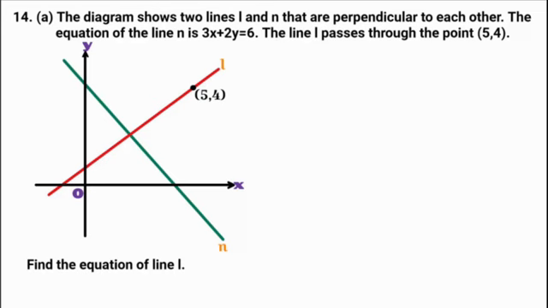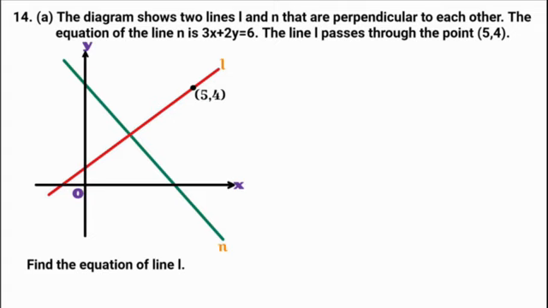Question 14 A was as follows. The diagram shows two lines L and N that are perpendicular to each other. The equation of the line N is 3x plus 2y is equal to 6. The line L passes through the point (5, 4). So what you need to do is take time and study the diagram.